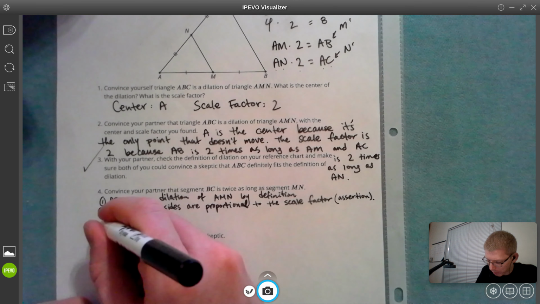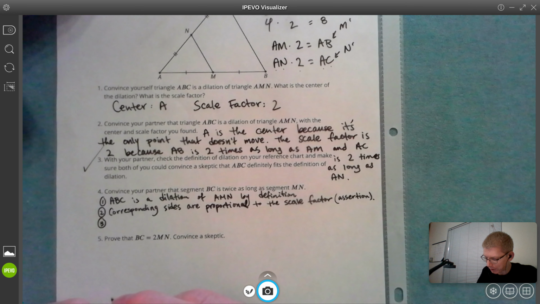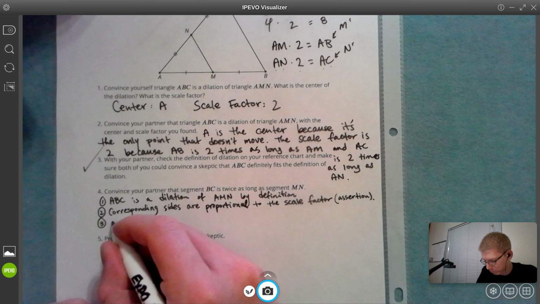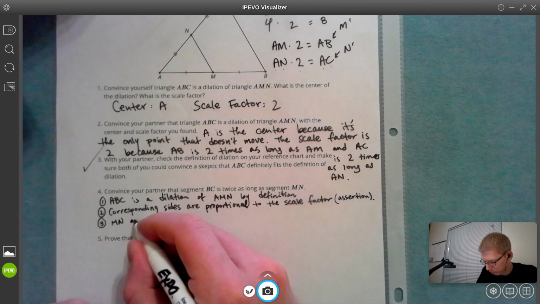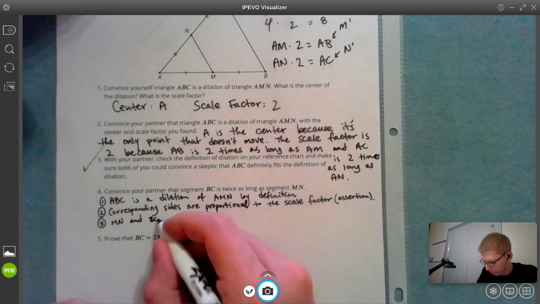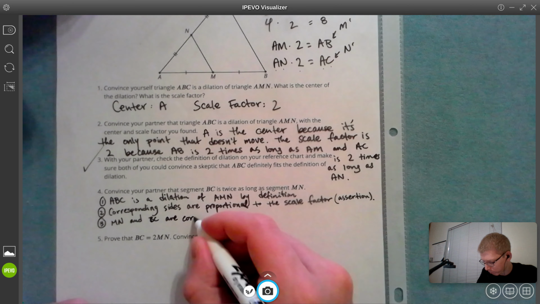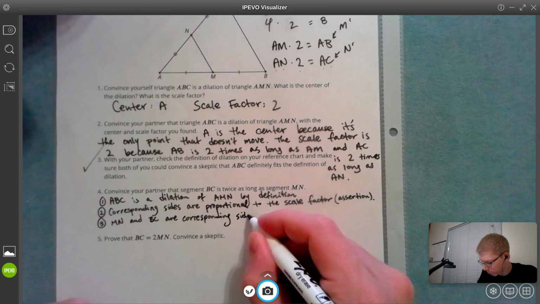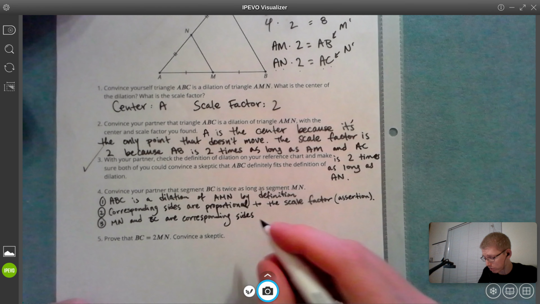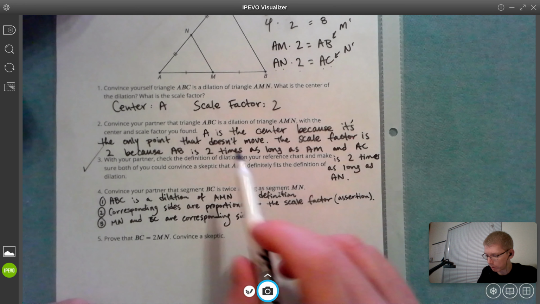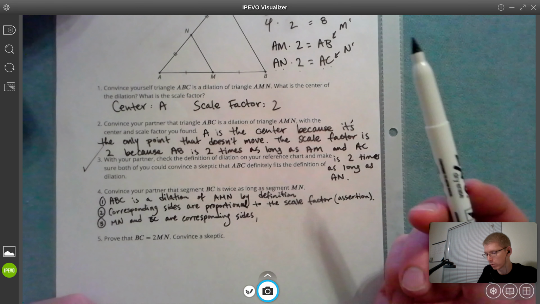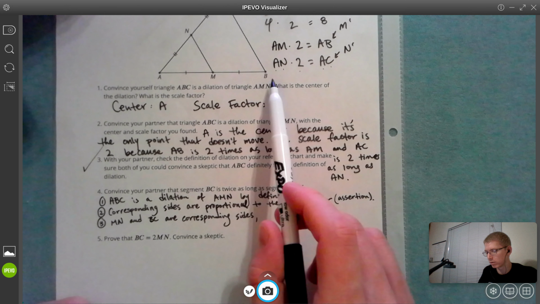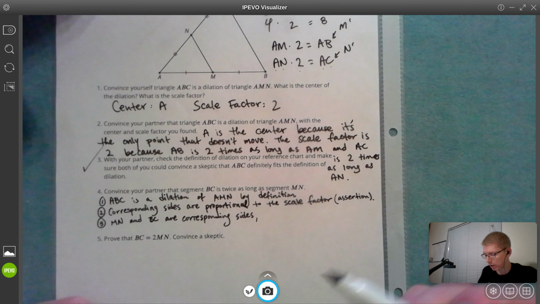Okay, so now we want to say that MN and BC are corresponding sides. And the scale factor is 2. How did we know that the scale factor is 2? Well, because M and N were midpoints, right? So that's how we knew that because these are midpoints, the longer sides, AB, is like twice the length of AM.